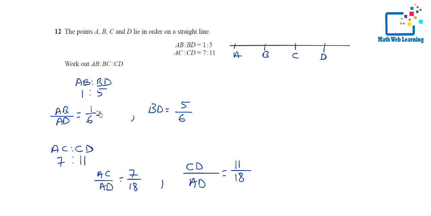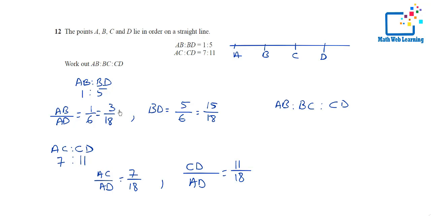So I need to change this one here by multiplying by 3. So this one has to change to 3 out of 18, and this one will change to 15 out of 18. Now we've got everything with the same denominator as this. So let's work out the ratio the question wants us to answer, AB to BC to CD.